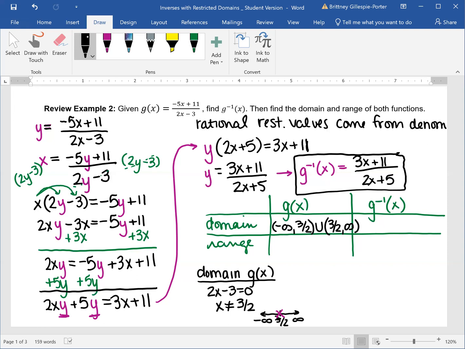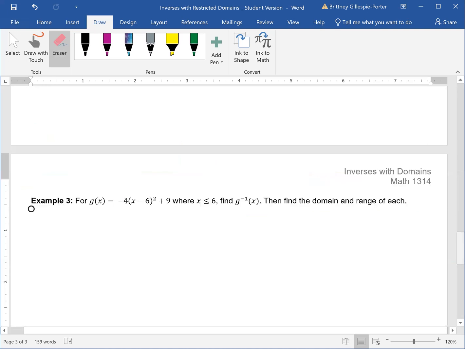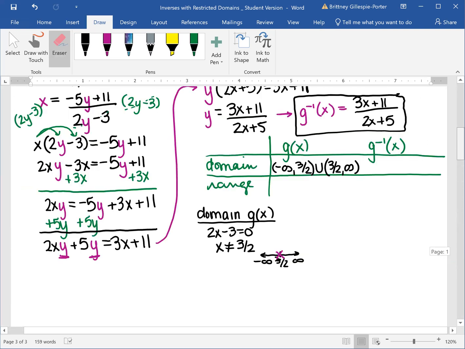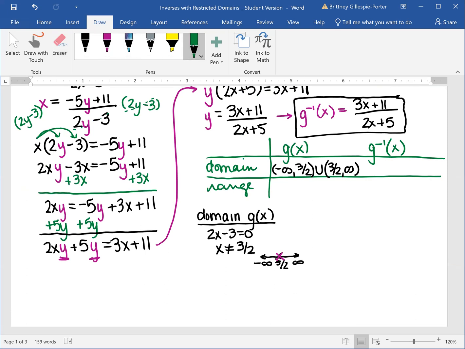Notice I didn't even take my own directions, that I needed more room. So here we go. And of course, technical issue. Sorry about that. Give me a second. There we go. And because we found the domain of the original, we found the range of the inverse. So we get negative infinity to 3 halves, union 3 halves to infinity, and make sure that you have parentheses around those 3 halves.